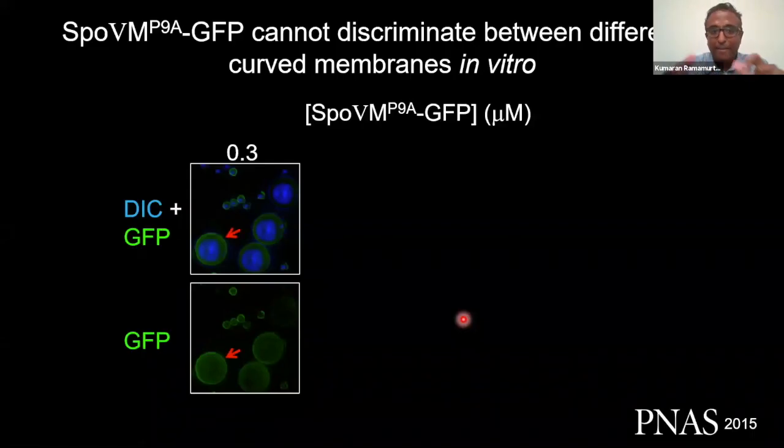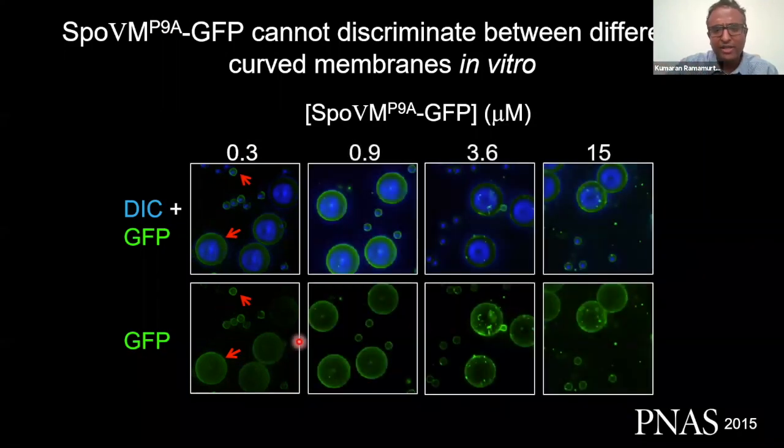Okay, so I'm going to show you the data backwards because what I'm going to show you first is that variant of SpoVM that I showed you earlier mislocalizes inside the cell. So if you change that proline to an alanine, this cannot distinguish curvature inside the cell. And what he noticed was that at low concentrations of the protein, this mutant protein goes to the big beads that are inside the mix, and it also goes to the small beads that are inside the mix. It doesn't care how curved the surface is. And if you increase the concentration, it just increases the amount that it absorbs onto each differently curved membrane.